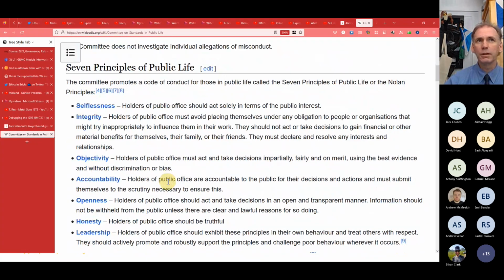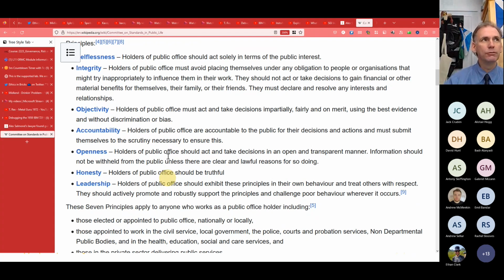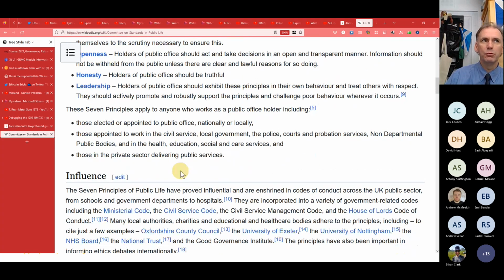Everyone who signs up to public life signs up to these principles. And again, you can decide whether or not that has been successful or not. And many other organizations have looked at these and said, yeah, that's exactly what we want to do as well. So it's expanded out to other organizations, health, education, and even private organizations.